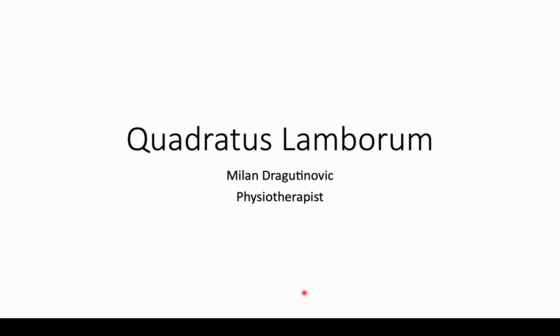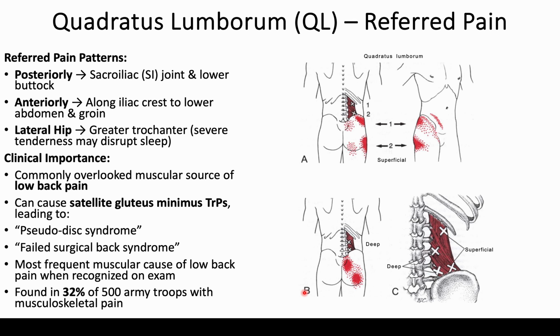I'm a physiotherapist at Pain Free Health, and today we're going to discuss the Quadratus Lumborum. Quadratus Lumborum is a muscle that's located right along the spine. Here are the referred pain patterns.